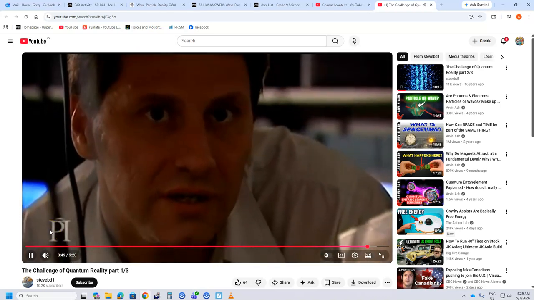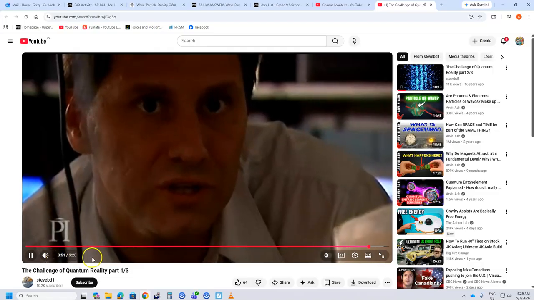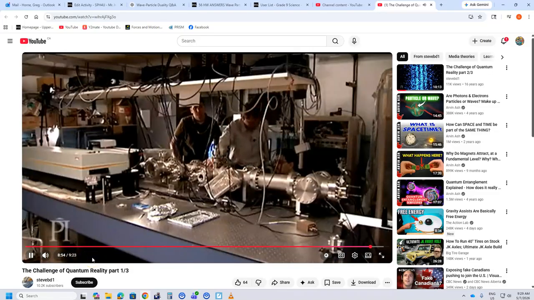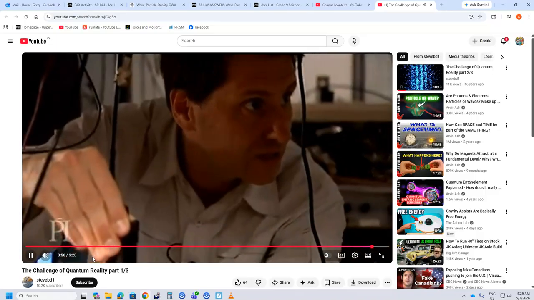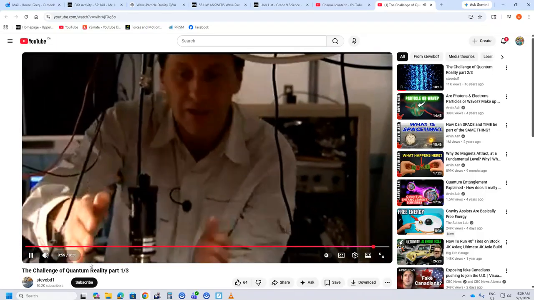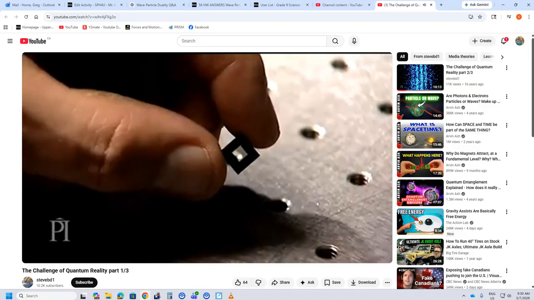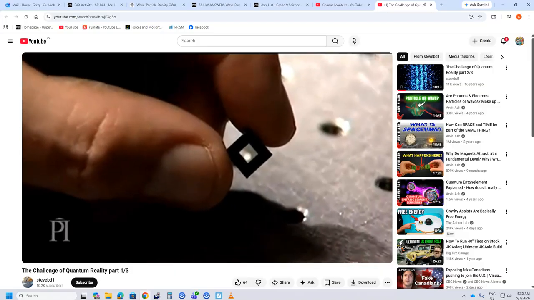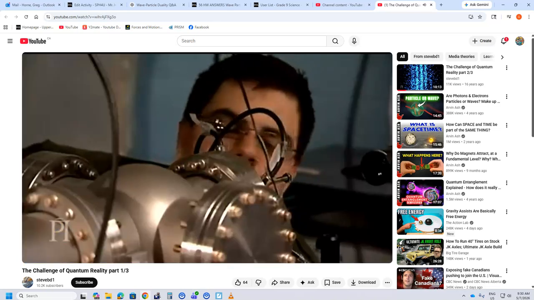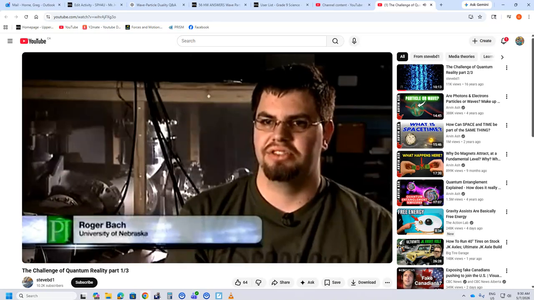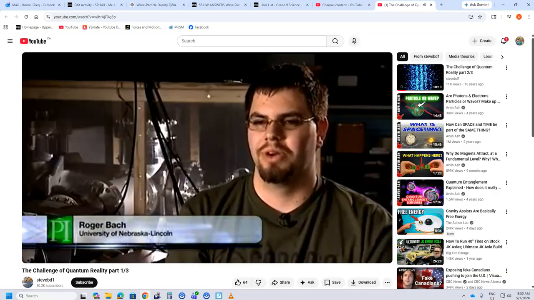Herman Batelaan and his team at the University of Nebraska-Lincoln are performing the double-slit experiment with electrons. It's the latest in a series of similar experiments dating back to the 1960s. One of our goals was to be as close to the original thought experiments as we could possibly be. The scale of the experiment is incredibly small. Each slit is only 100 nanometers wide. That's 1,000 times narrower than a strand of hair. It takes a lot of time to get things lined up, a lot of patience to get things to work properly.